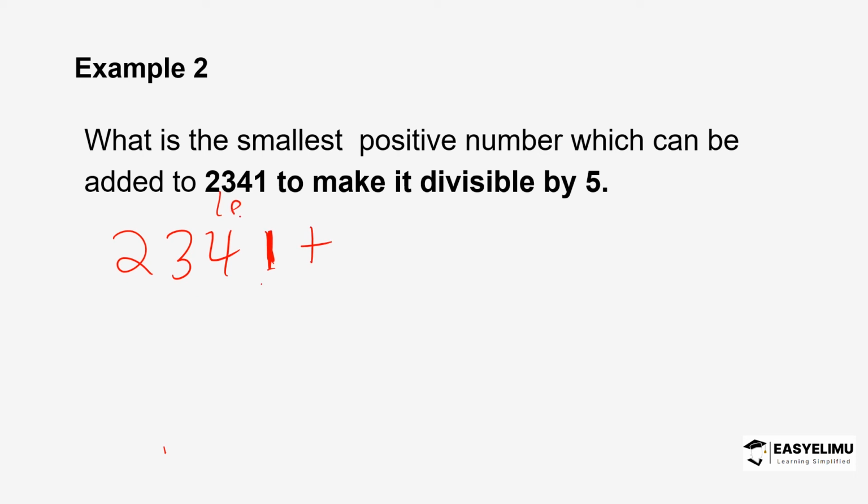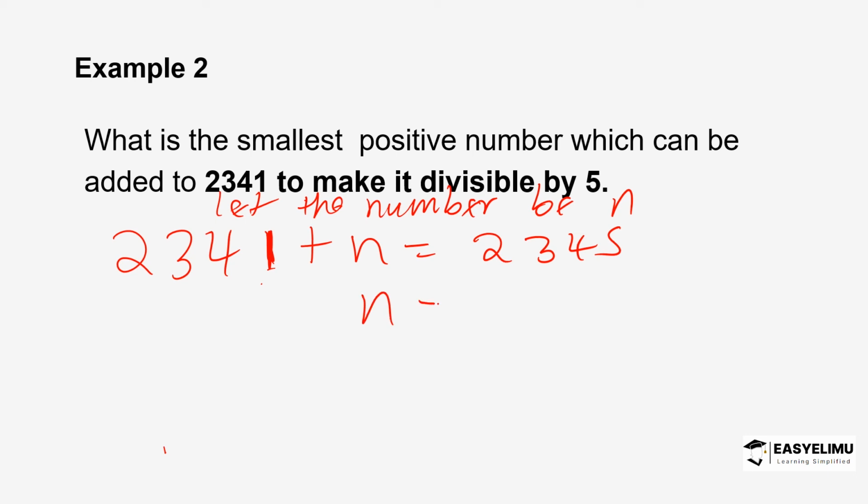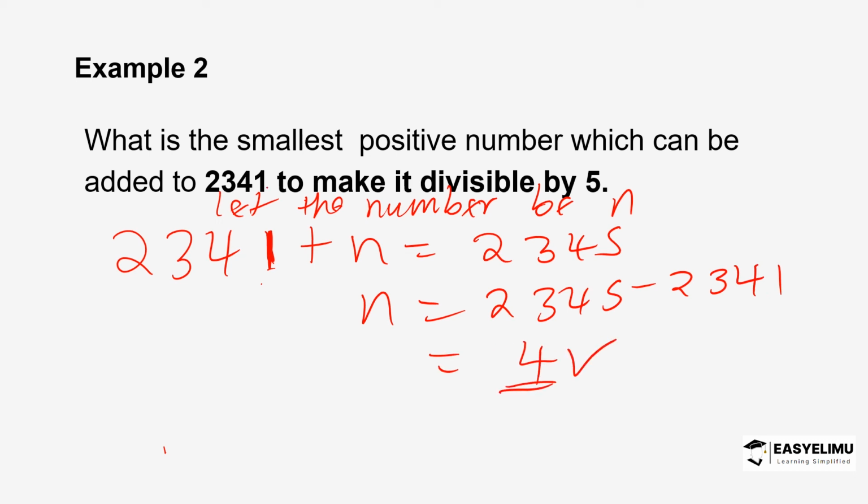So let the number be n. So 2,341 plus n should be equal to 2,345. So n should be equal to 2,345 minus 2,341, and that is giving us 4 as the smallest positive number that needs to be added to 2,341 to make it divisible by 5.